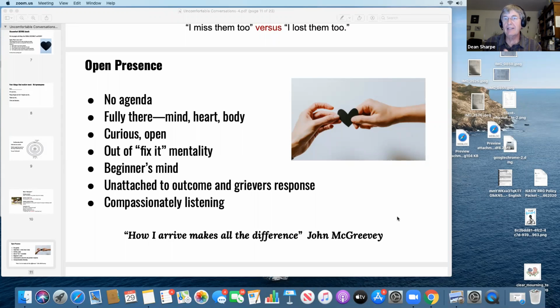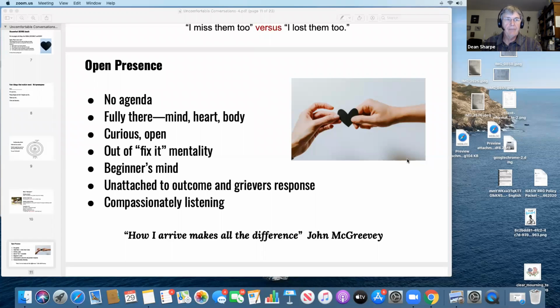As I say, out of fix-it mentality and in what we might call beginner's mind, which means I don't really know. I don't really know what's needed here. There is no plan. What is appropriate will arise spontaneously in the moment, and to be trusting of that, to be unattached to any particular outcome or how it should look, and then to be able to do what I've called compassionate listening. A friend of mine who's a hospice chaplain tells himself how he shows up with every individual patient. He just says, how I arrive makes all the difference.